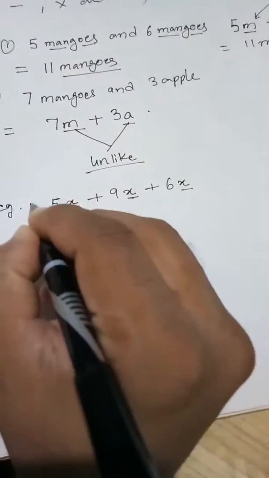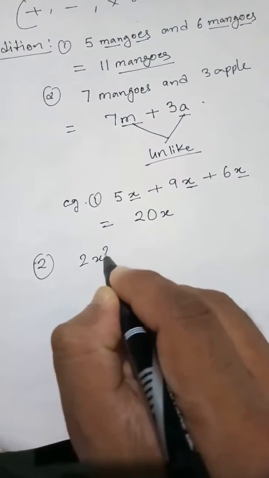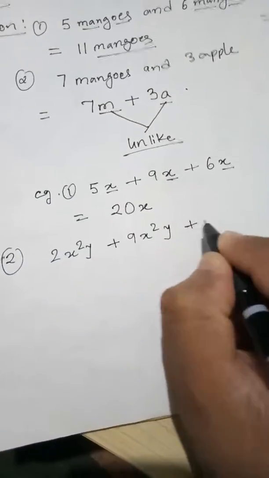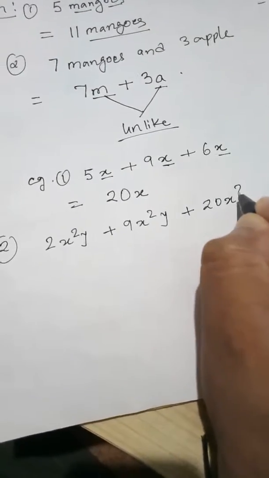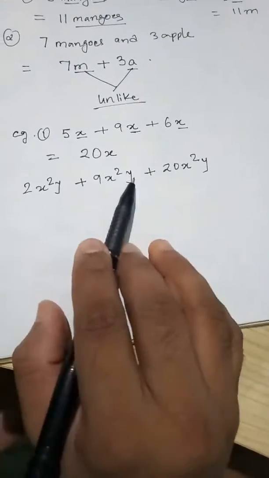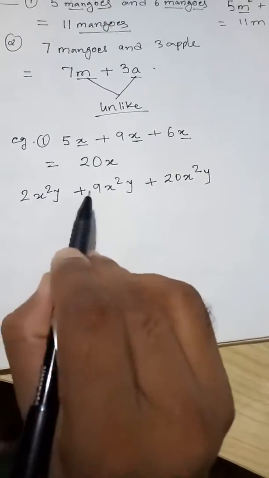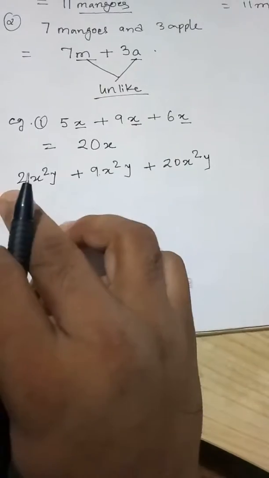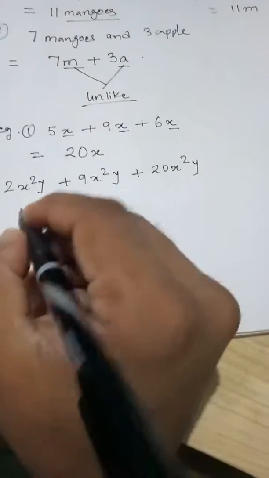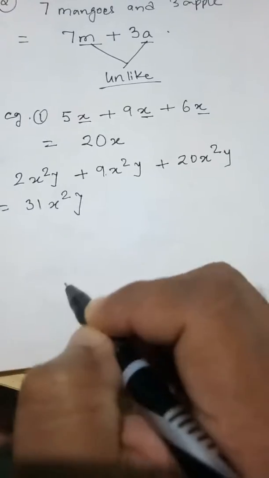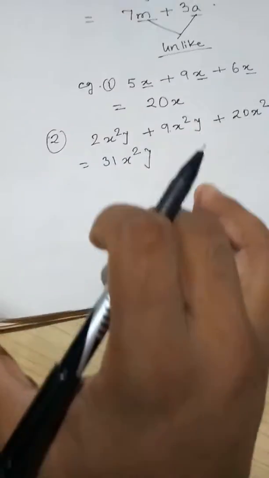More different examples. Example number 2. Suppose you have 2x squared y plus 9x squared y plus 20x squared y. Are all the variables the same? Yes, the variables are the same, which means they are all like terms, so you can just add their coefficients, I would say their constants. If you add 9 plus 2, 11, 11 plus 20, 31. And what will come here? x squared y. Understood? So this is how addition in algebra works.